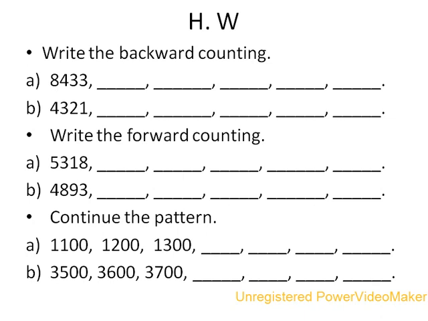Now the next part of the homework, write the backward counting. 8433, you have to write the backward counting of it, what number will come before it. Then B part, 4321. Next question, write the forward counting. Here you have to find out the next number that will come after it. 5318 and 4893.